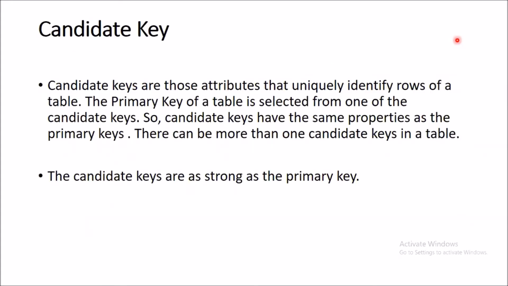Now next is candidate key. So candidate keys are those attributes that uniquely identify a row of a table. The primary key of a table is selected from one of the candidate keys. It means except for the primary key, the remaining attributes are considered candidate keys. A candidate key is as strong as the primary key and there can be more than one candidate key in a table. Let's see the example.